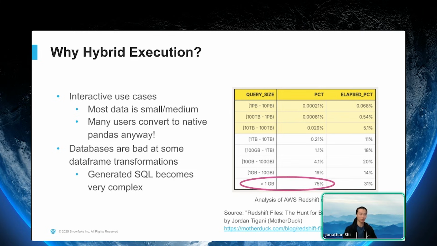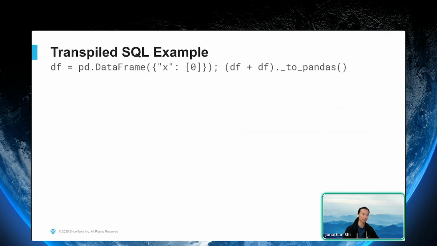Another problem with SQL is even if the operations aren't very pathological, sometimes the generated SQL can become very complicated just because of the nature of the invariants that pandas has compared to those in a SQL table. I'll show you an example of what I mean by this. Here's a very simple pandas data frame operation. We're initializing a data frame with a single column labeled X and a single row with the value 0. We're adding this data frame to itself, and this toPandas method is just materializing the SQL query that the Snowpark pandas query tree would be generating.